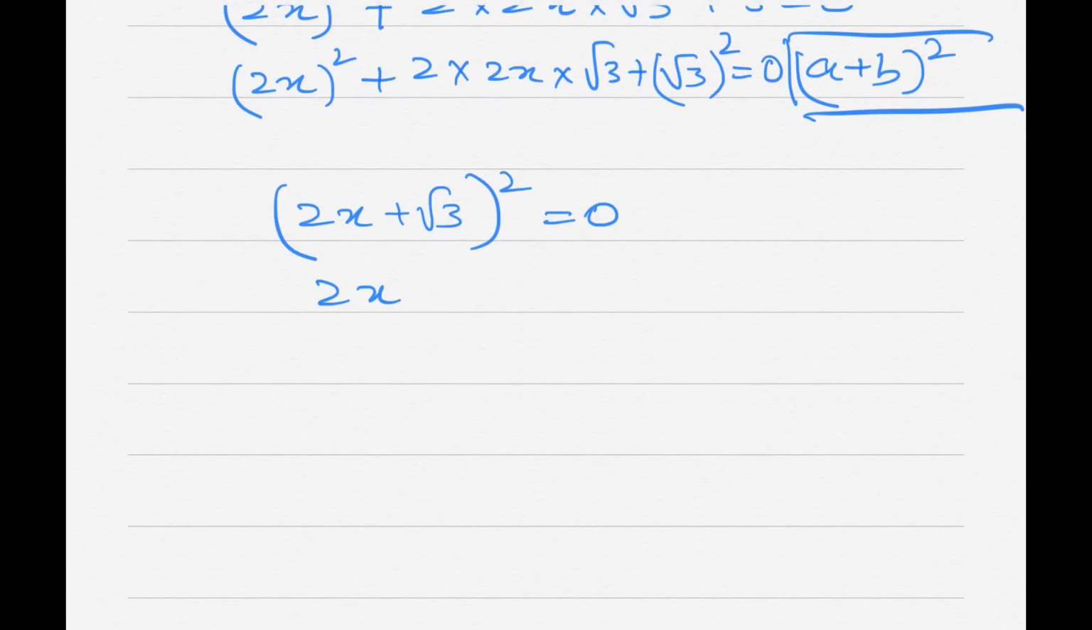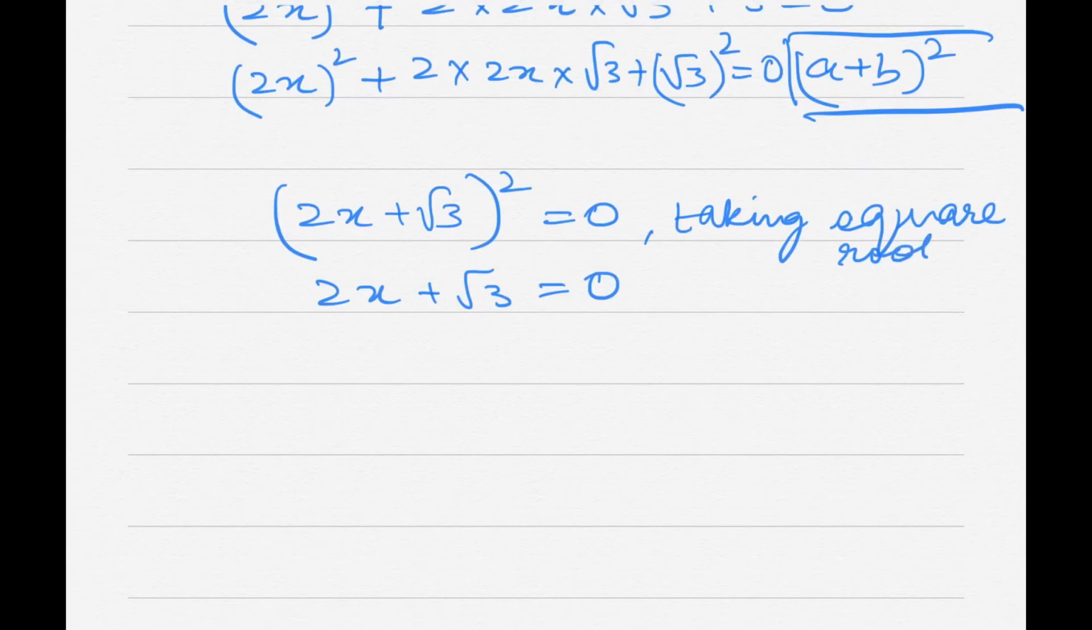So my (2x) square, taking a square on both sides, 0 square is equal to 0. So taking square roots on both sides, we get this. So my 2x is equal to minus root 3. So x is equal to minus root 3 by 2.